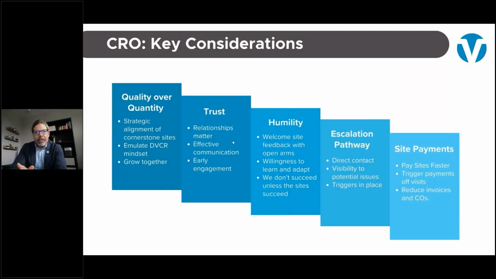So here are some key considerations for the CROs. When it comes to quality versus quantity, it shouldn't be a numbers game. You got to partner and invest in those sites that align with your model. And when it comes to trust, we all know relationships matter. Trust the feasibility, trust the budgets, trust the feedback, trust the recommendations.